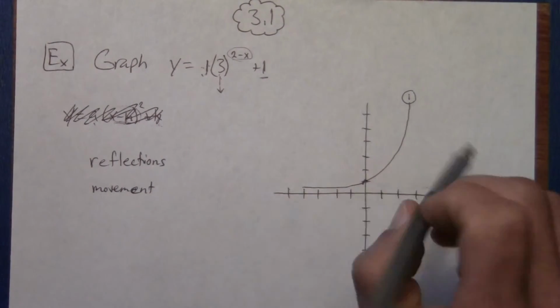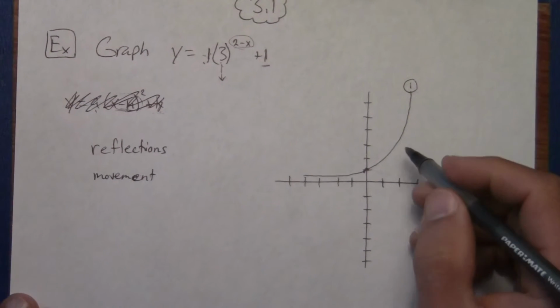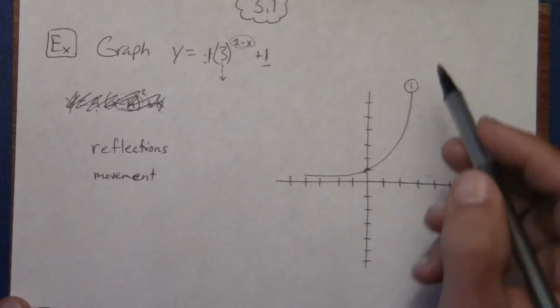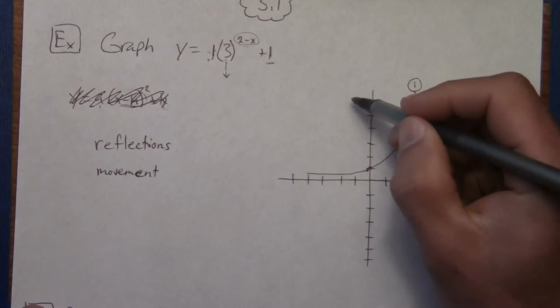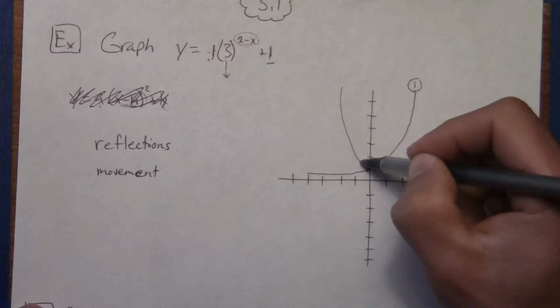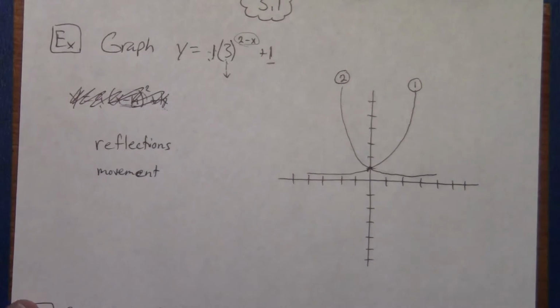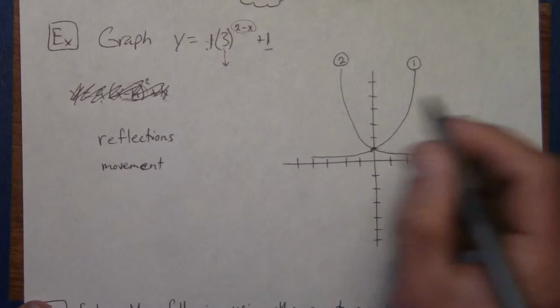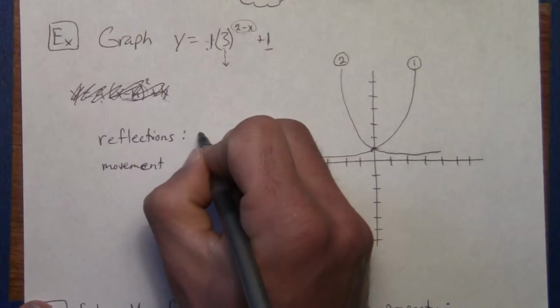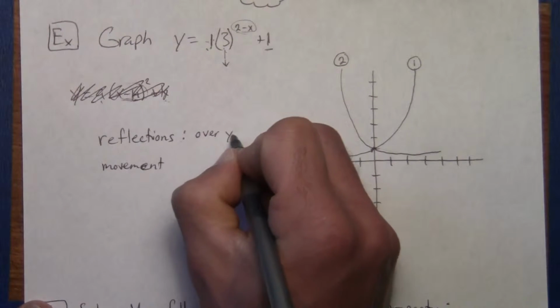So this function now, according to the reflections, is going to reflect over the y-axis and look something like this. So imagine this function reflecting this way. It's going to look like this now. And I'm going to label that with the number 2. If you want to, you can say that this reflects over the y-axis.